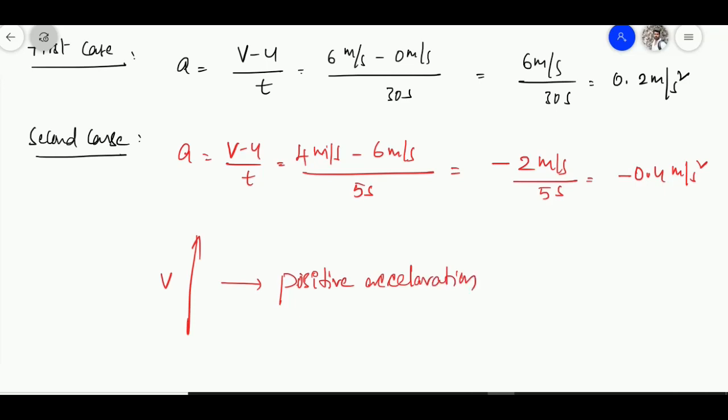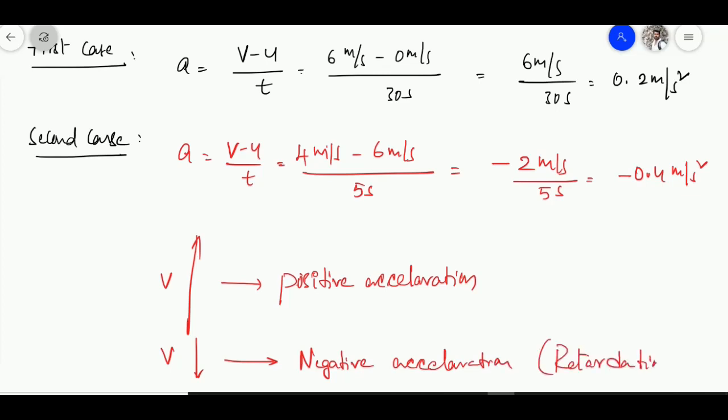Positive acceleration. When the velocity has been decreasing from time to time, you can say that the situation has negative acceleration, and this negative acceleration is also called retardation. You are going to learn new things from the questions. So negative acceleration will have a negative symbol.